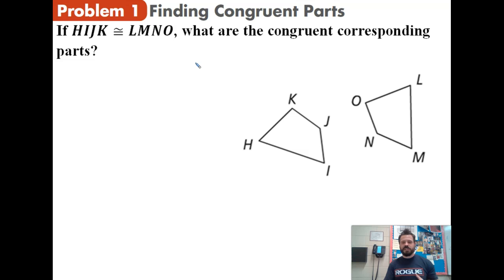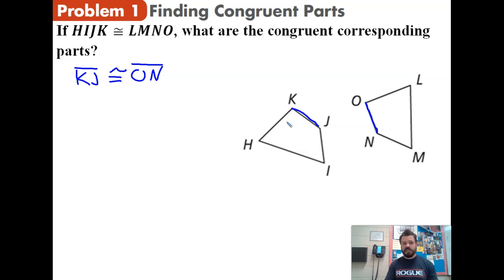This is a great spatial awareness practice question. We need to figure out how these two congruent shapes, which have different orientations and reflections happening, match up with each other. It looks like segment KJ is congruent to segment ON. They're both the shorter side on the top. Since these polygons are congruent, I know that segment KJ is congruent to segment ON, because with congruent polygons, all corresponding parts are congruent. That's one set of sides.